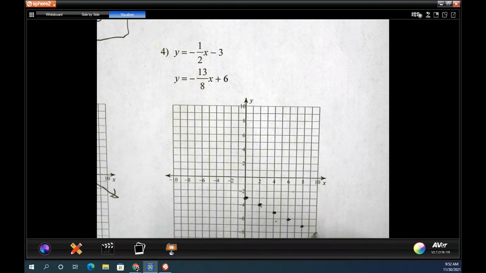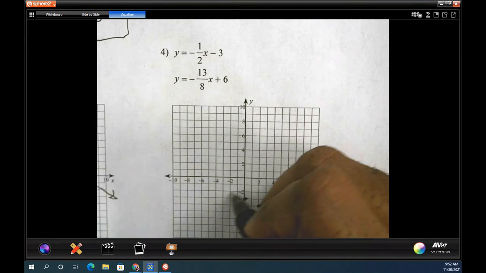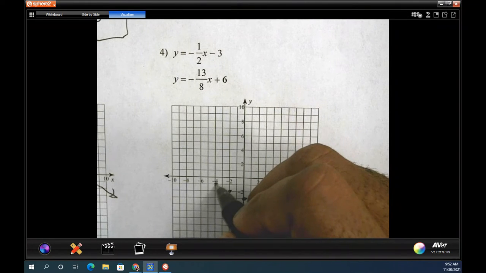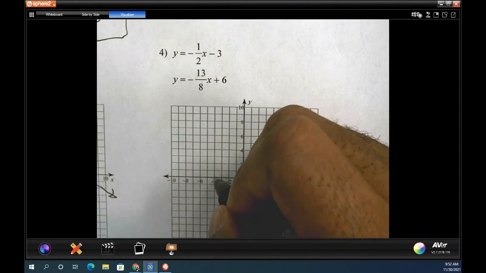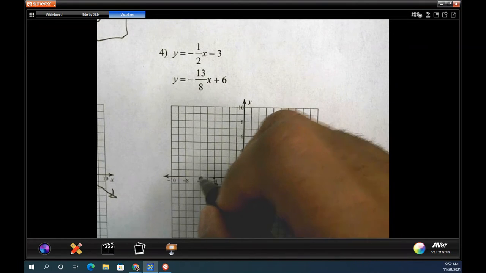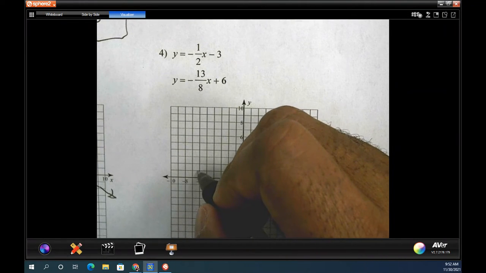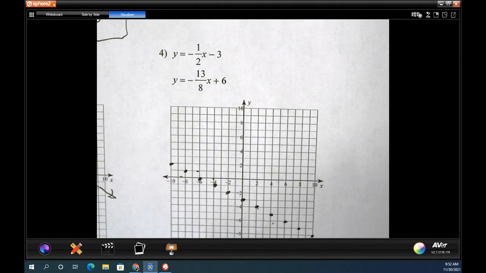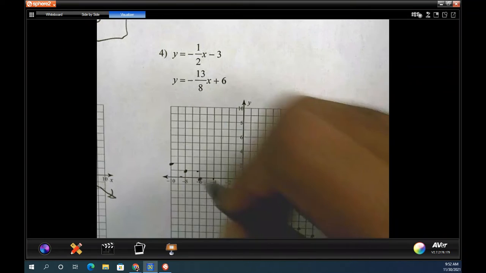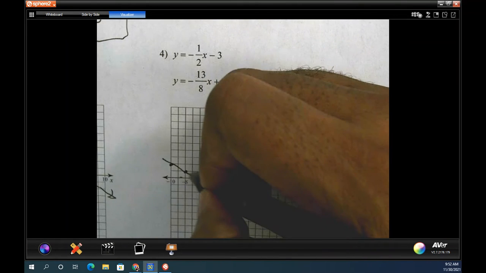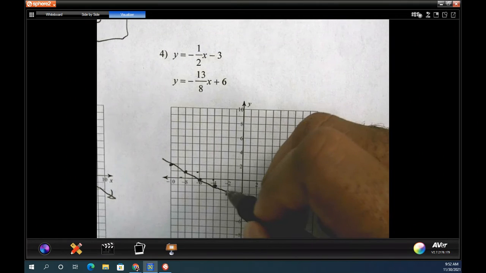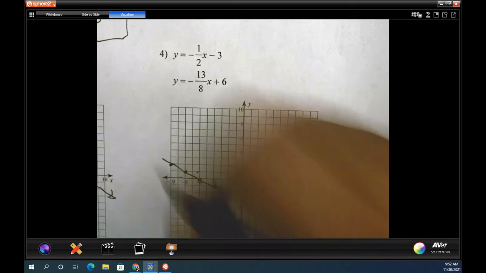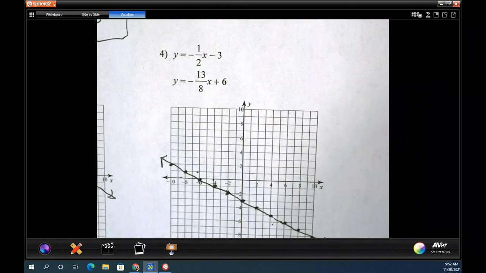Down 1, right 2. Or we can go up 1, left 2. Do the opposite. Up 1, left 2, up 1, left 2, up 1, left 2. Do it again. We're right there. Connect those. There we go.